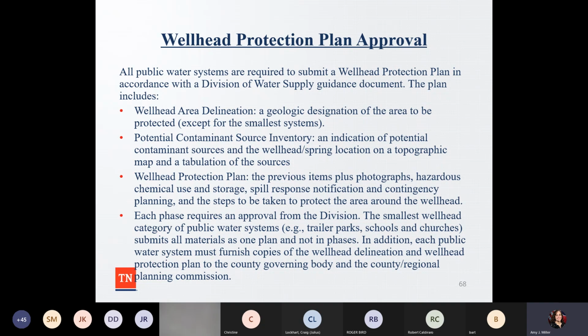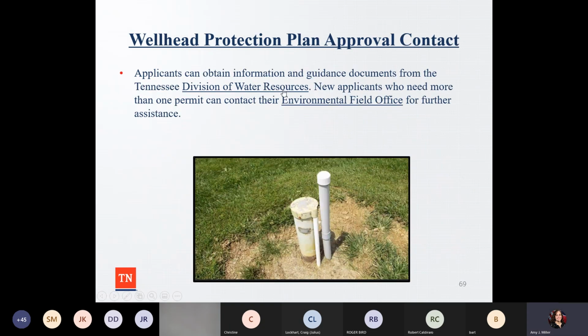I would also encourage you, if you did get a copy of these plans, to also give them to your emergency management agency or director so that they're aware of where this is. Because if there is a problem, a spill, or a contamination, they should know where the wellhead protection areas are in your community. So again, you get it through the Division of Water Resources, and new applicants who need more information can contact the Environmental Field Office.